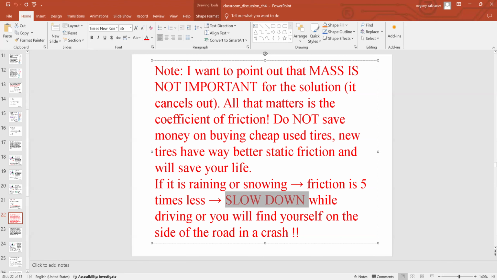So never ever buy used tires. I know it's much less, saves money. That's not worth the savings. And if it's raining or snowing, slow down. Do not drive over the limit. The limit is posted for dry, good conditions. And if you're driving over the limit, that's very stupid. Raining or snowing, you have to be like 10 miles below the limit. That would be a safe thing to do.